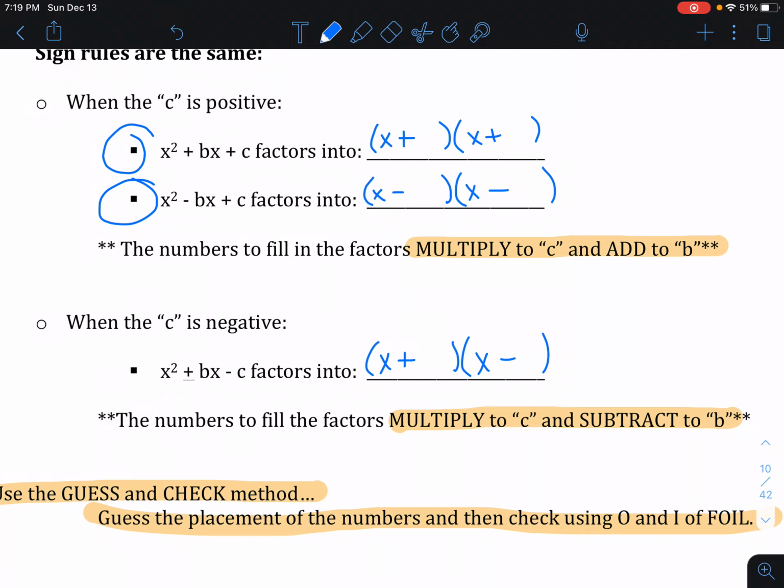I should say, remember that when you are looking to determine the signs, look at the C term first. When the C is a plus, that means the signs are the same. Then you could look at the B and go, okay, they're minus, minus, x minus, x minus. And then there is a rule that we need to abide by to fill in the numbers in the parentheses, and I have that highlighted here. It says you need to choose two numbers that multiply to get C and add up to get B.